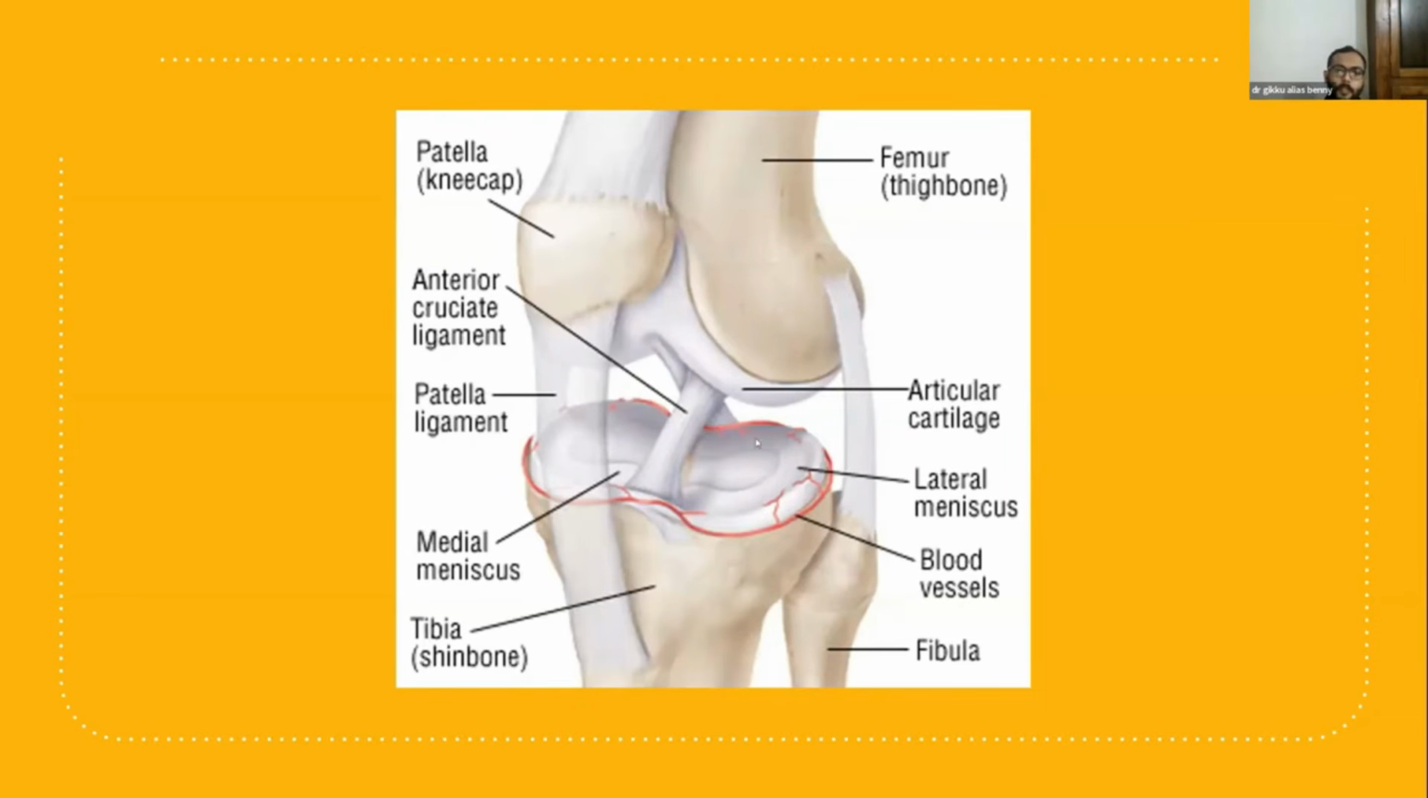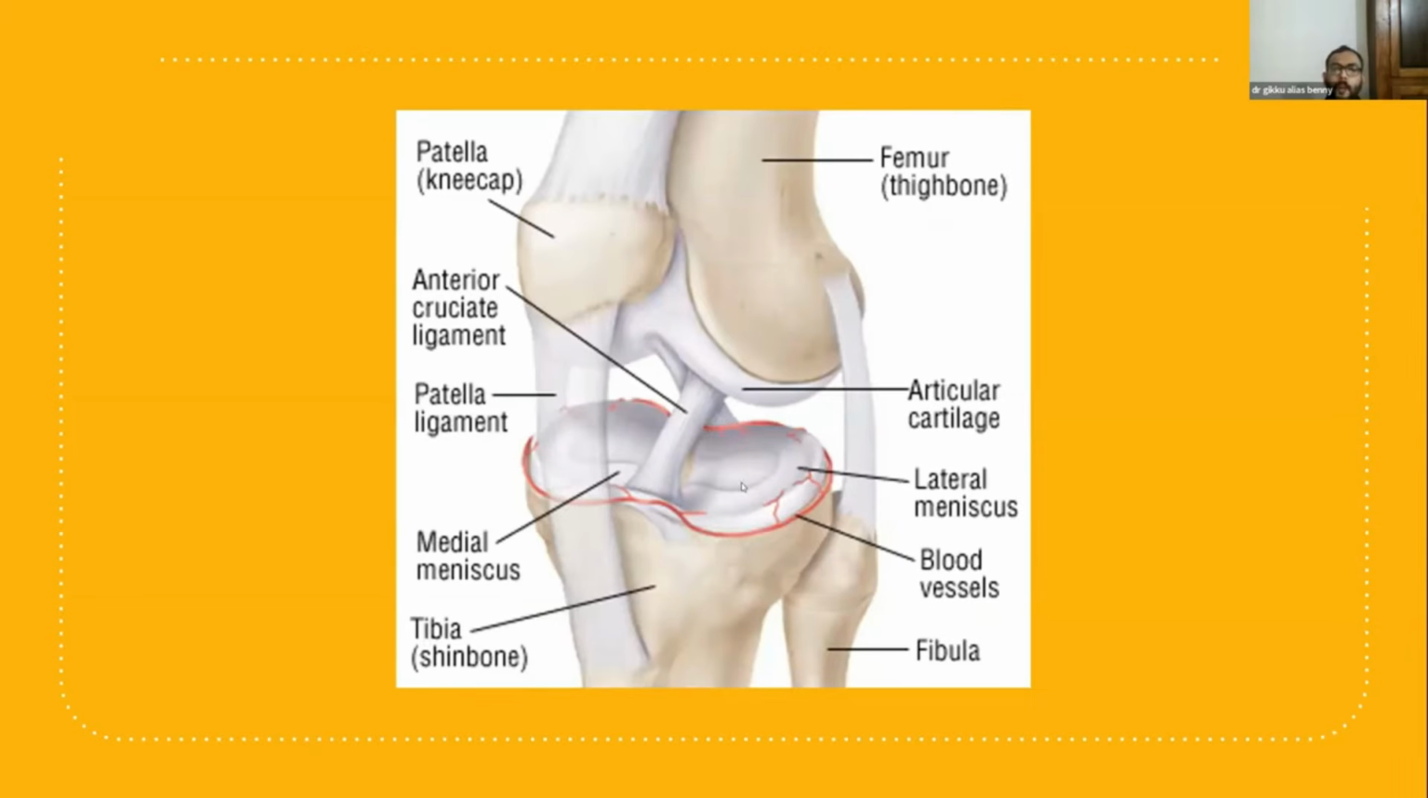This is the meniscus. This one is the lateral meniscus. This picture is of the left knee joint, and this one is the medial meniscus. Actually, this meniscus is vascularized only at the periphery. Please note, it is vascularized only at the periphery. The internal part is avascular, and whenever there is an injury to this area, the avascular area, it won't heal. Why? Because it's avascular.